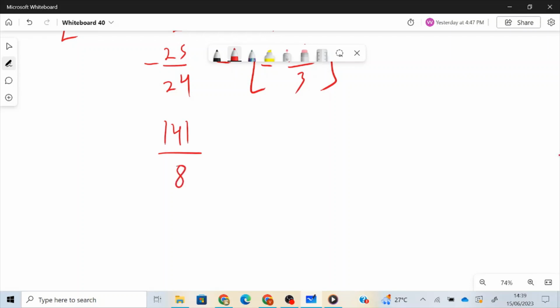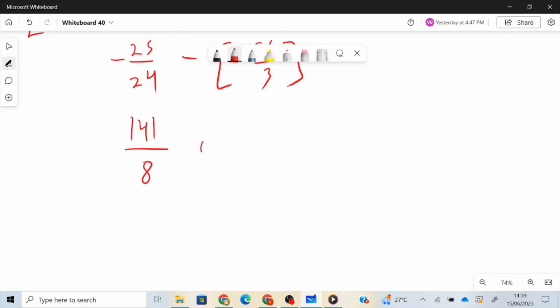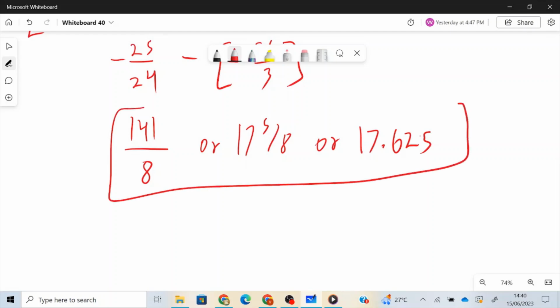Now, a lot of times questions do not like their answers to be in an improper fraction, and 141 over 8 is an improper fraction, so converting this to a mixed fraction, your answer can also be the same as 17 and 5 over 8. Or if they ask it in decimals, then you can do 17.625, depending on the amount of dp it asks your answer to. And there are 3 answers for that question. They all mean the same thing, just different ways of writing it.